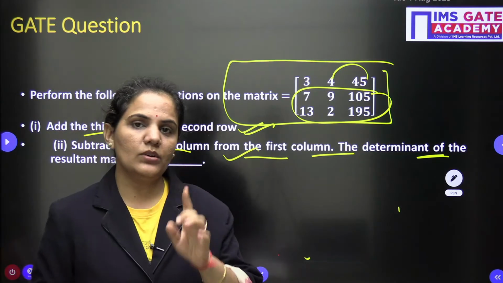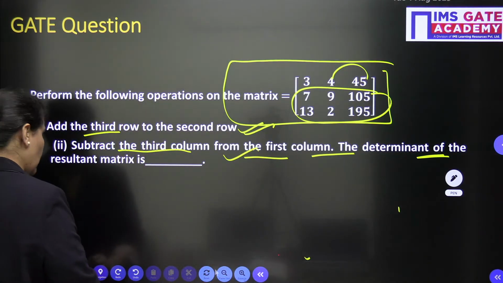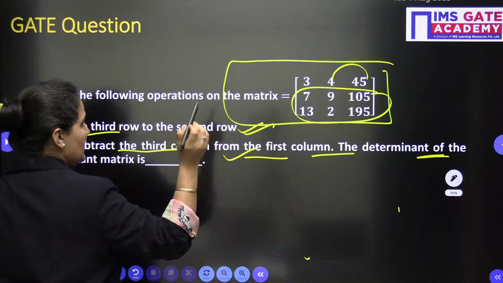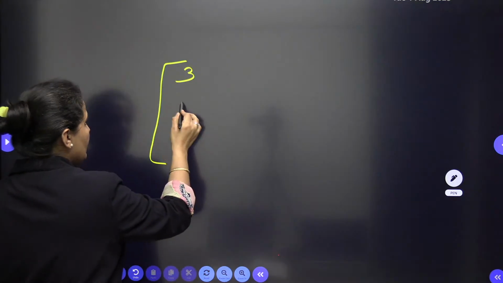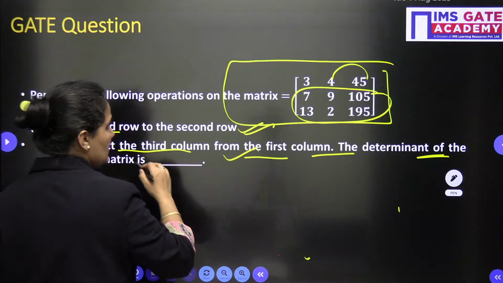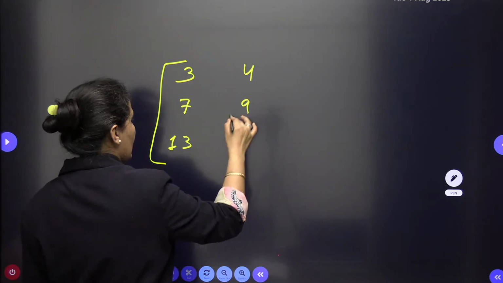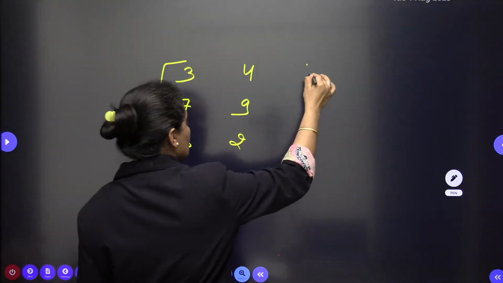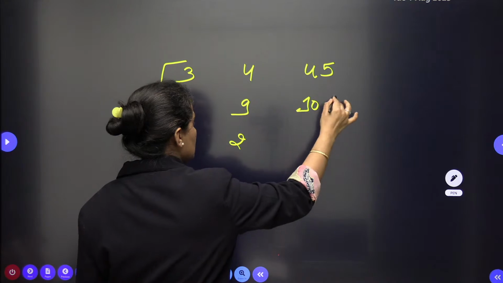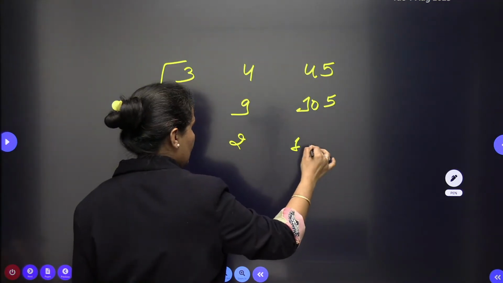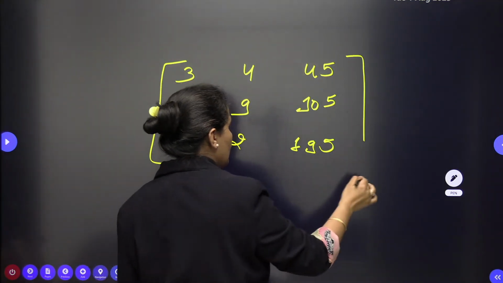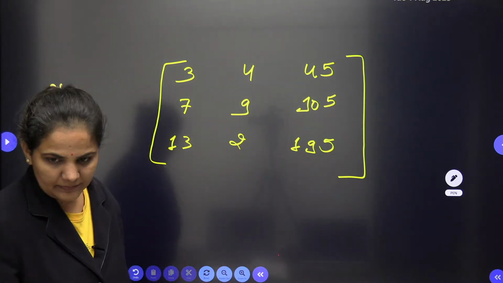What you need to learn is to read the question very carefully. I am writing this question for you again here. 3, 7, 13. This is 4, 9 and 2. This is 45, 105 and 195 we are having.